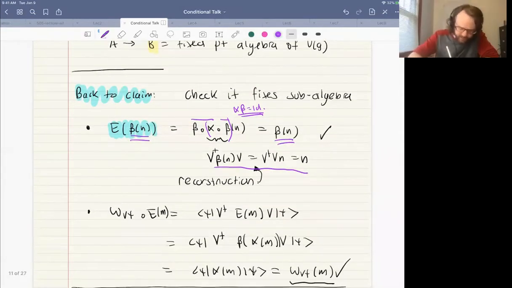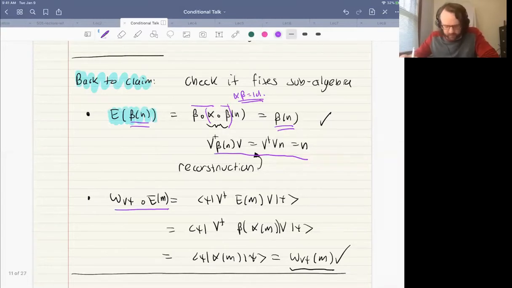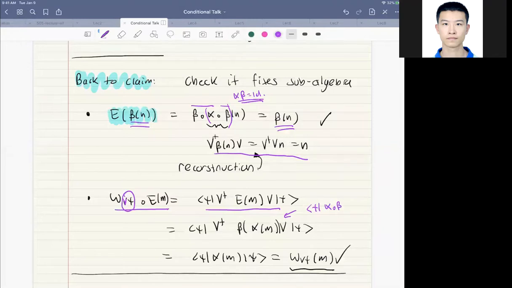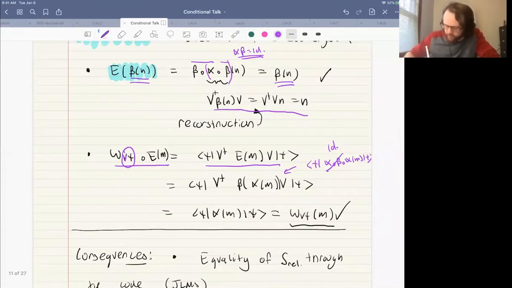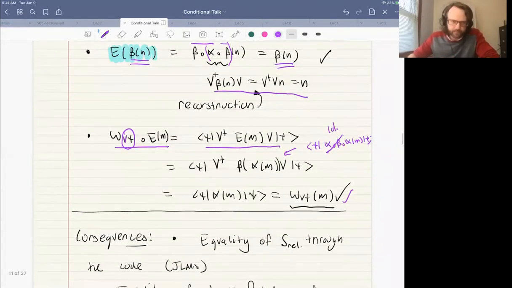It fixes the states on the code subspace, just again by a direct calculation. This is a state on the code subspace. I have to apply this isometric embedding, but then I can write this like this, which then I didn't write, but I could write like alpha, beta, alpha, m, like this. And again, alpha, beta is the identity, so I can cancel it off. And then I just get back the original state. So it fixes states on the code subspace.